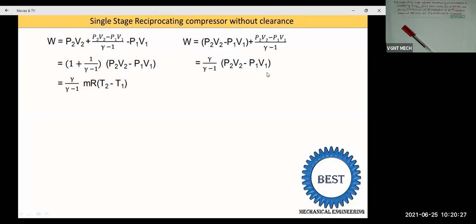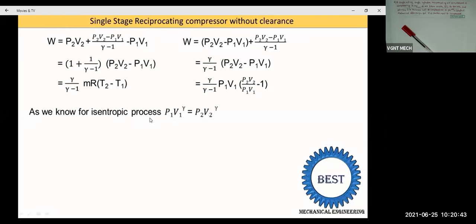Okay. So from this equation, we take P1V1 common. So this equation is written like that, gamma upon gamma minus 1, we take P1V1 common. So in bracket, P2V2 divided by P1V1 minus 1. Now it is an isentropic compression process, so P1V1 raised to gamma is equal to P2V2 raised to gamma. So we replace P2V2 upon P1V1 with respect to the pressure.